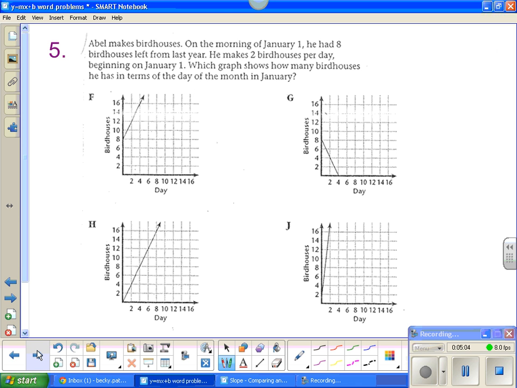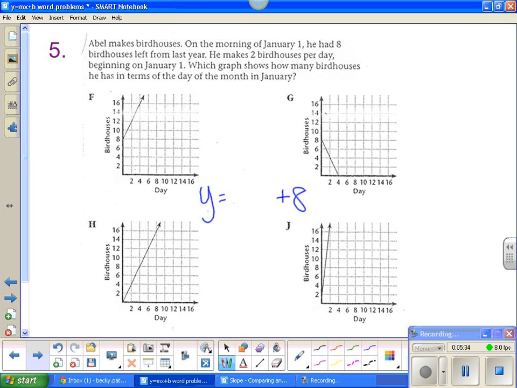Abel makes birdhouses. On the morning of January 1st, he had 8 birdhouses left from last year. He makes 2 birdhouses per day beginning on January 1st. Which graph shows how many birdhouses he has in terms of the day of the month in January? Well, how many birdhouses did he start with? He started with 8. He had 8 left over. So we have y equals something plus 8 because he started with 8 birdhouses.